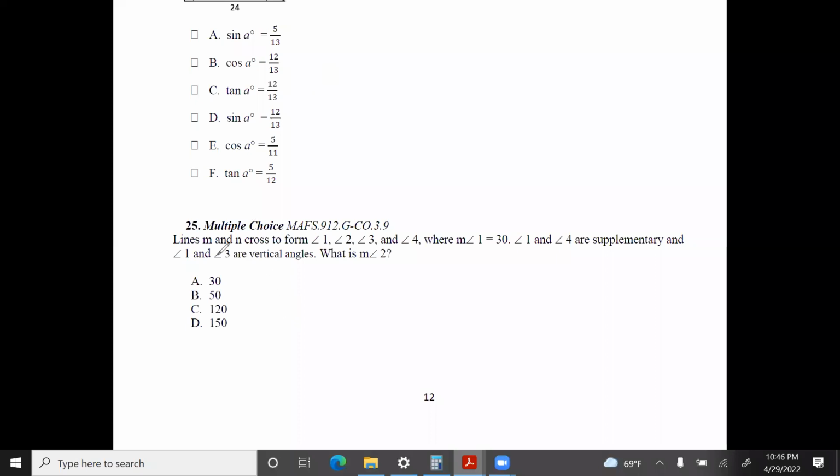All right, on 25. Lines M and N cross to form angle 1, angle 2, angle 3, and angle 4. Draw a picture. Angle 1 is 30 degrees. So I'm going to call this 1. I'm going to label it 30 degrees. It told us that 1 and 4 are supplementary, so they must be a linear pair. And 1 and 3 are vertical angles. So this is 3. And then finally, this other one must be 2.